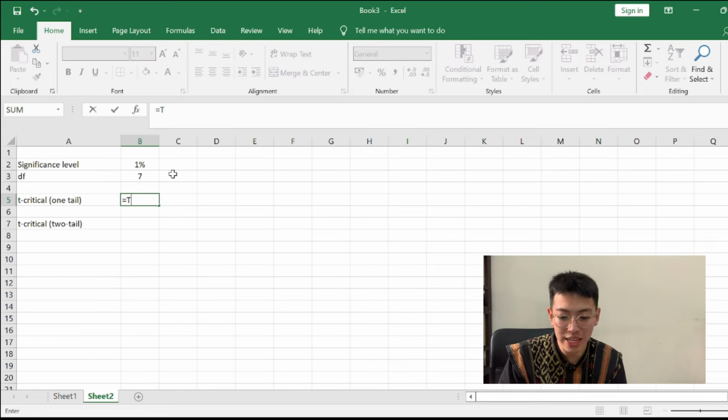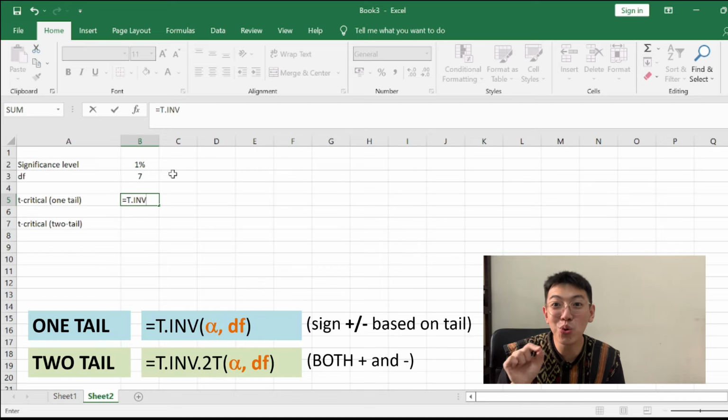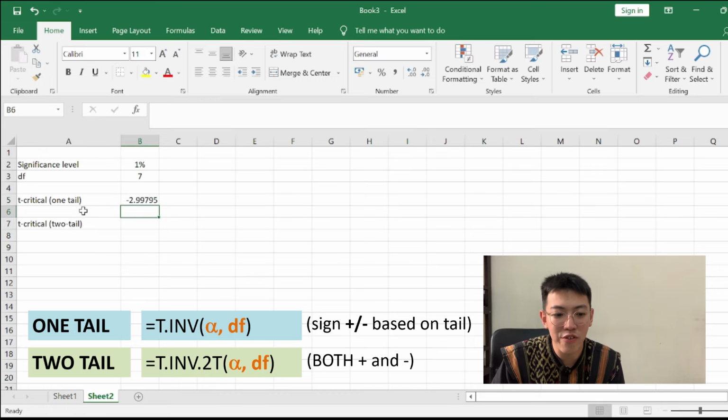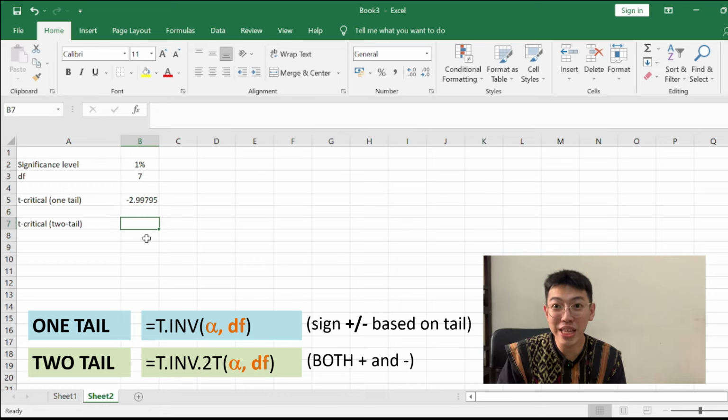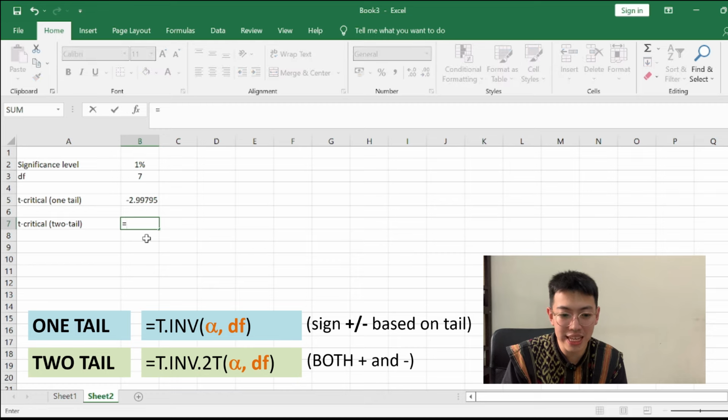Equals T.INV. If it is a one-tail test, use T.INV. If it is a two-tail test, later on you use T.INV.2T. Open bracket, the probability is 1%, semicolon, the DF 7. Close bracket. You can find the t critical will be minus 2.99795. If it is one tail on the right, just convert it into positive. It becomes 2.99795.